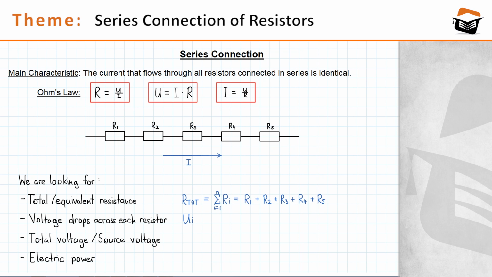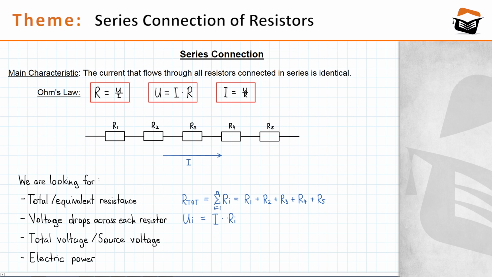And the voltage drop can be computed by multiplying the current, which, as you know, is constant across each resistor, and the resistance of each resistor.